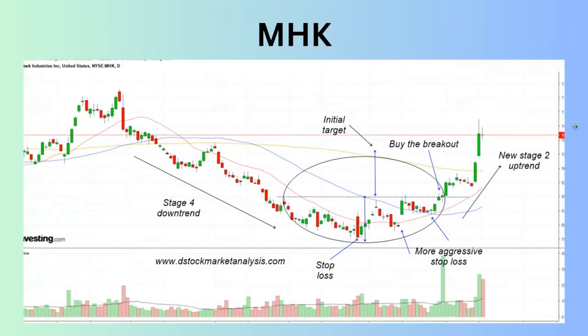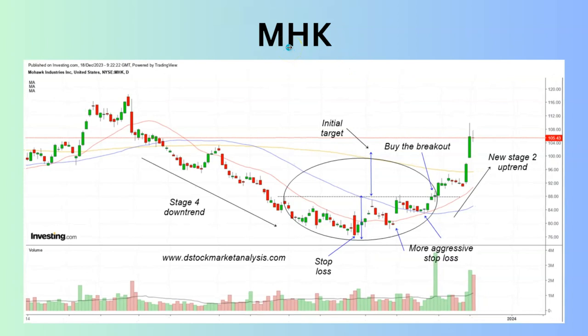Let's take an example. This is MHK, and you can see that it was in the stage 4 downtrend.